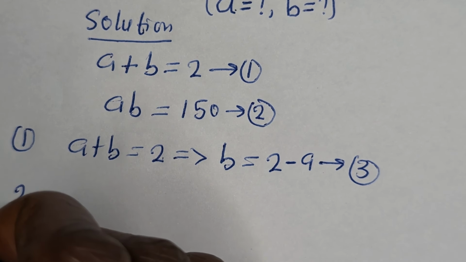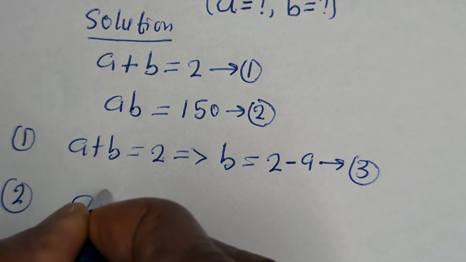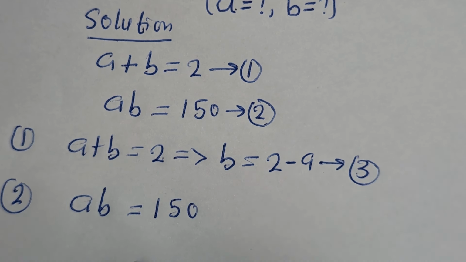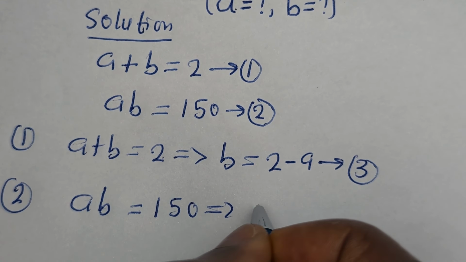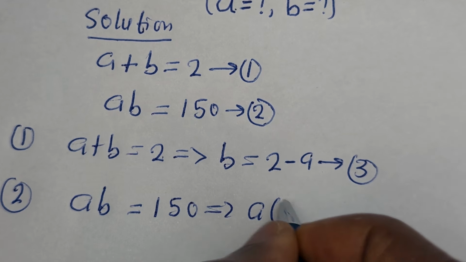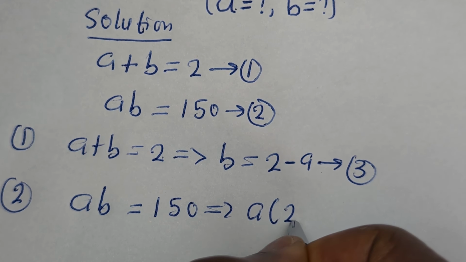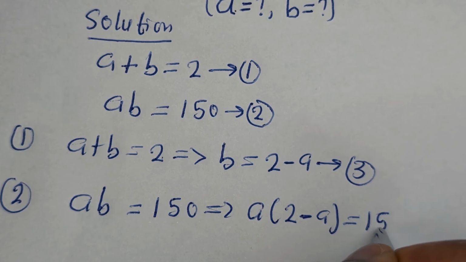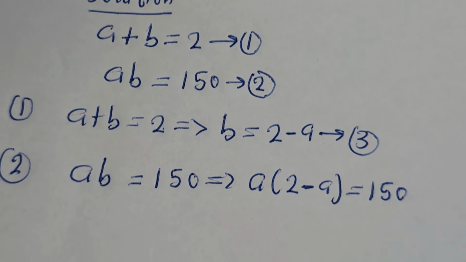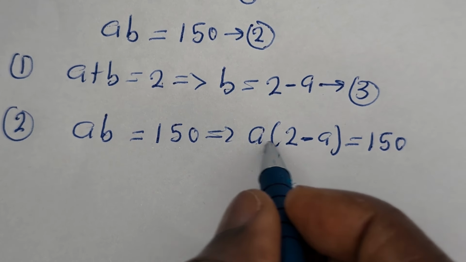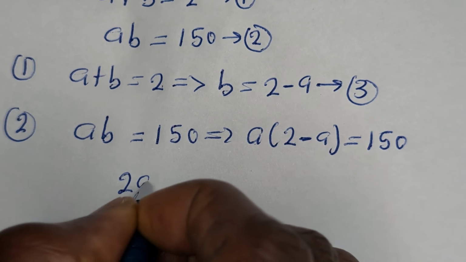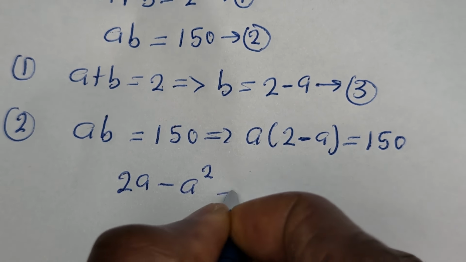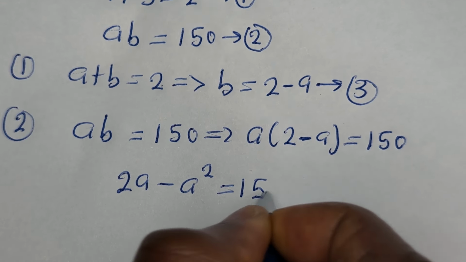Also from equation 2, ab is equal to 150. a bracket b, which is 2 minus a, is equal to 150. Now let's open this bracket. a multiplied by 2 is 2a, minus a multiplied by a is a square, is equal to 150.